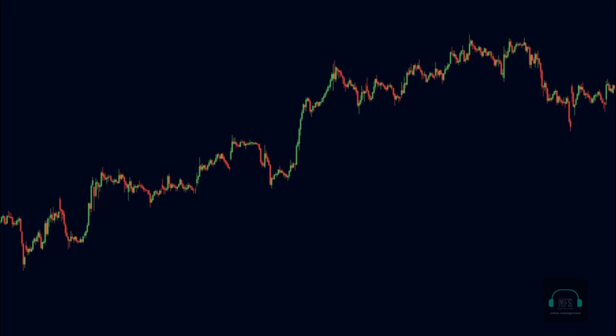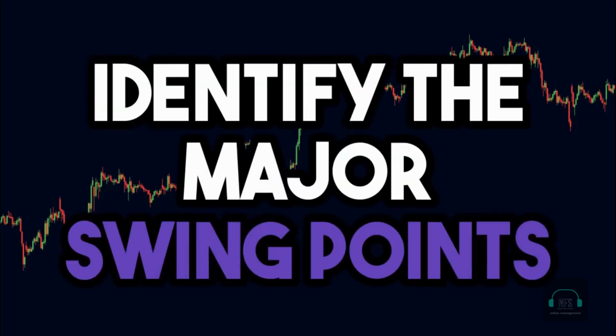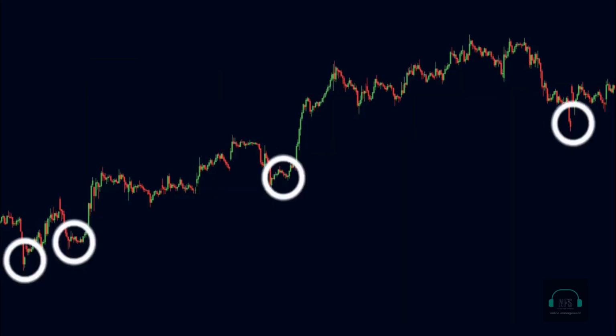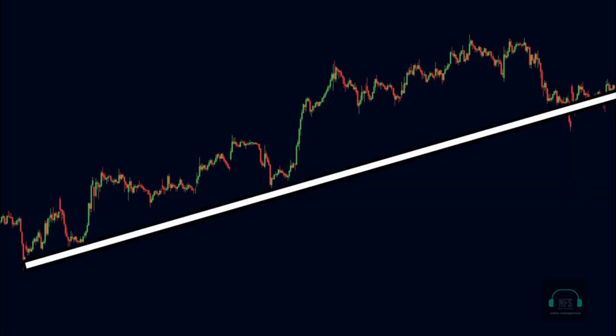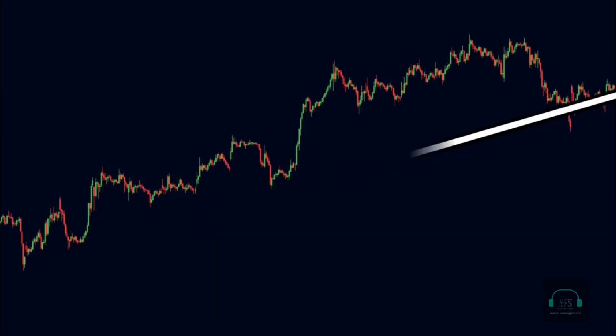This time, let us first identify the major swing points on the chart. Here are the major swing points. Now we will plot a trend line by connecting these swing points. We will only look at the major swing points when we are creating the trend line. Most of the time, the best trend lines are pretty clear straight away.